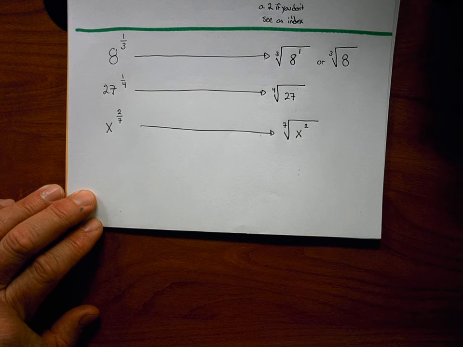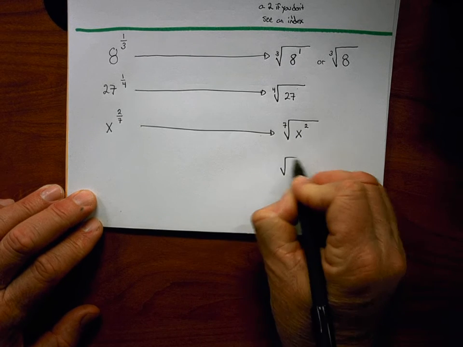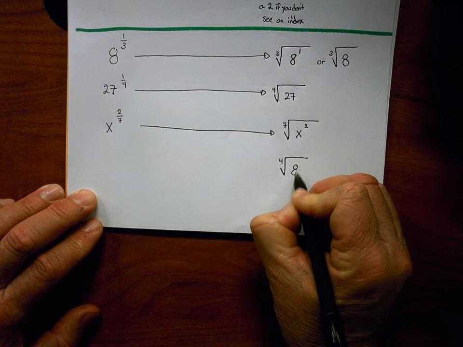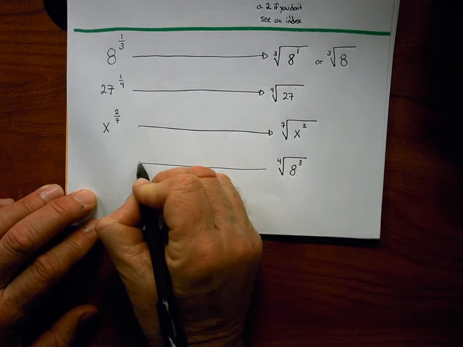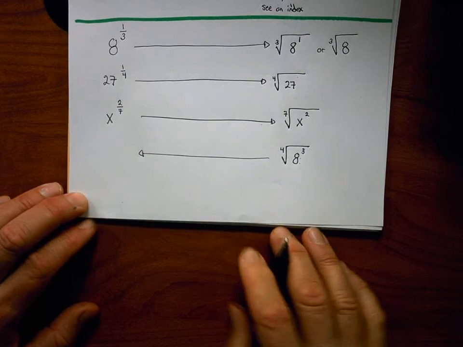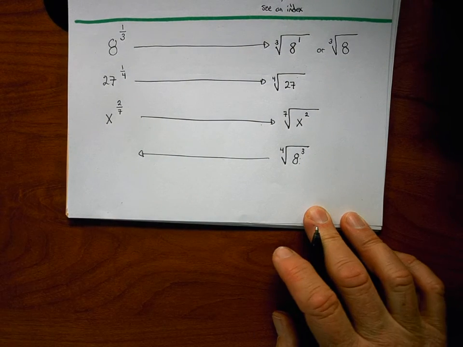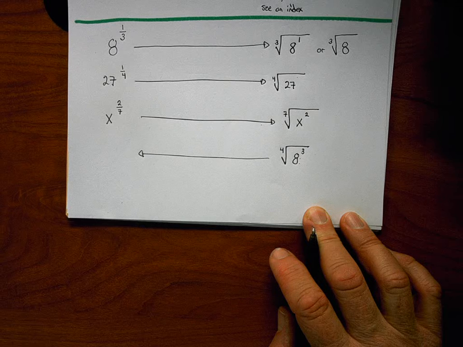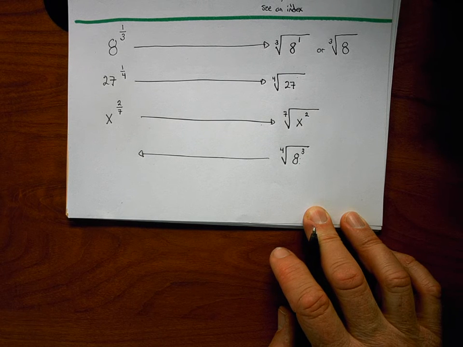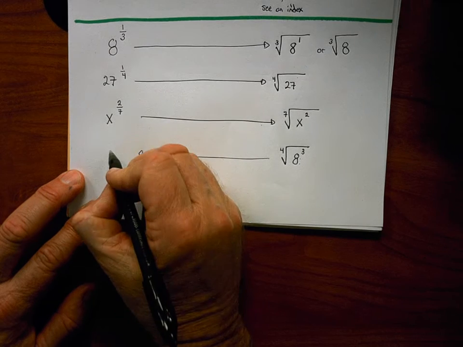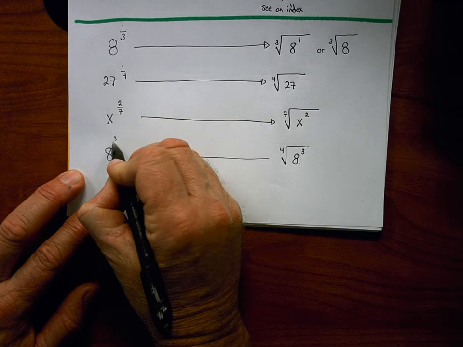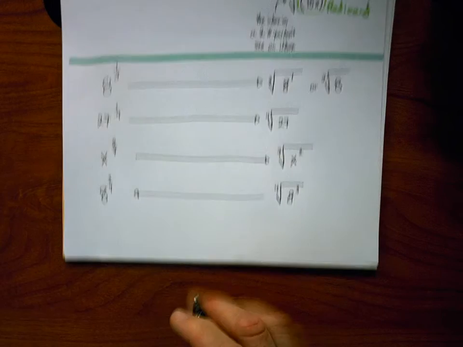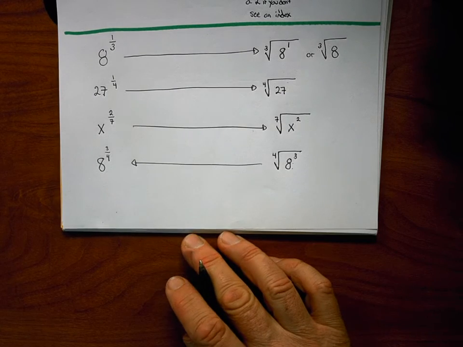You have to know how to do it the other way. Put it back into X. So you have to know, if I give it to you in radical form, how to give it to me in exponential form. What would the 4th index of 8 to the 3rd power be in exponential form? 8 to the 3/4 power. Follow the pattern.